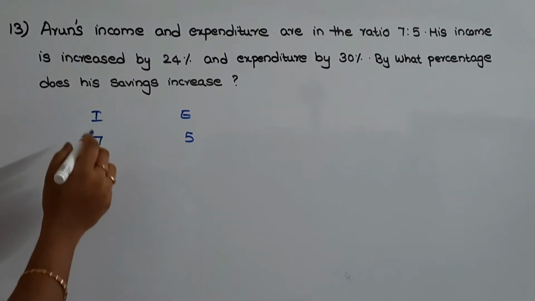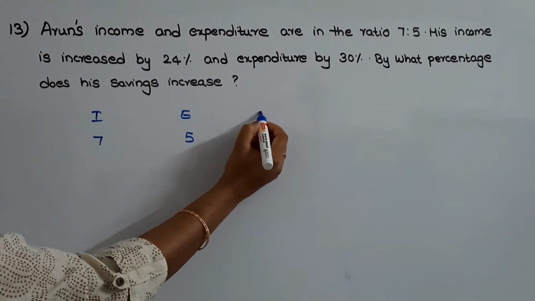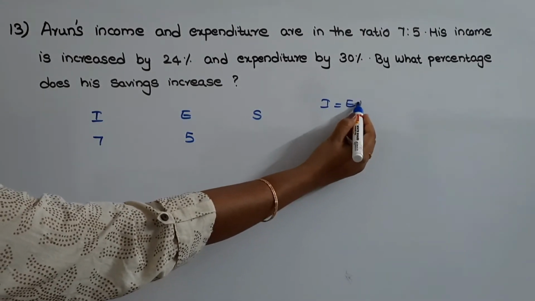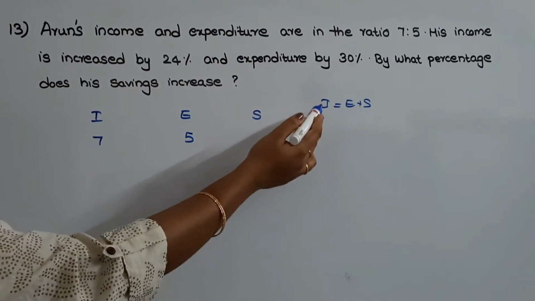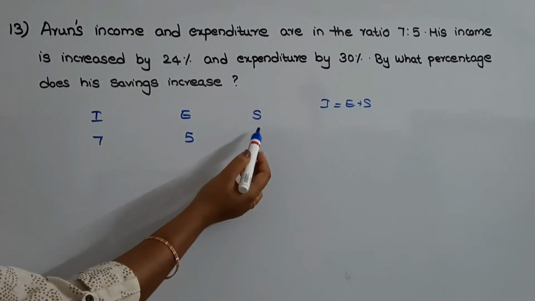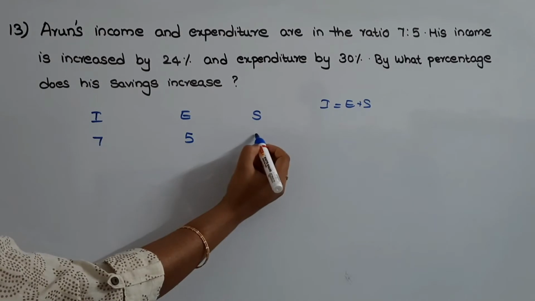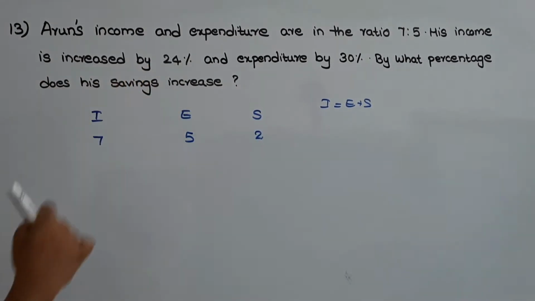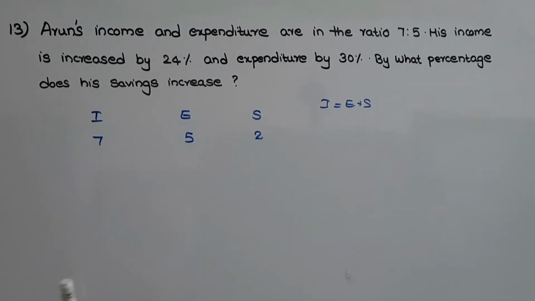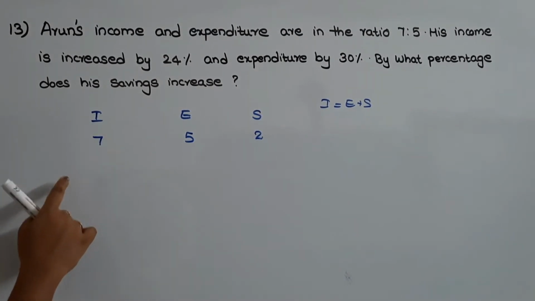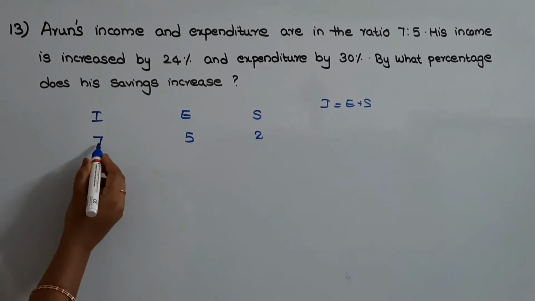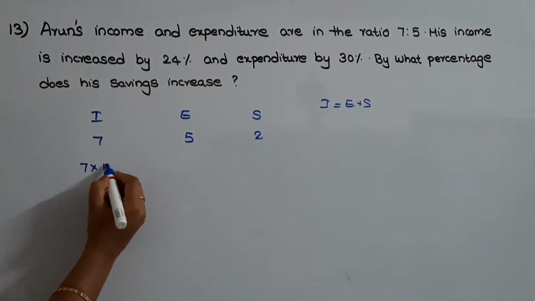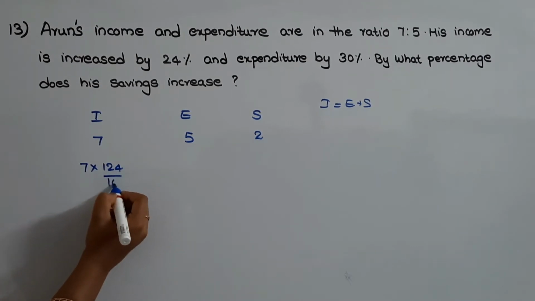If income is 7 and expenditure is 5, what will be the savings? Income is equal to expenditure plus savings, so savings will be equal to income minus expenditure. So savings will be equal to 7 minus 5, that is 2. Now they are telling that income is increased by 24%. If the old income is 7, what will be the new income? That will be equal to 7 into 100 plus 24, that is 124, divided by 100.